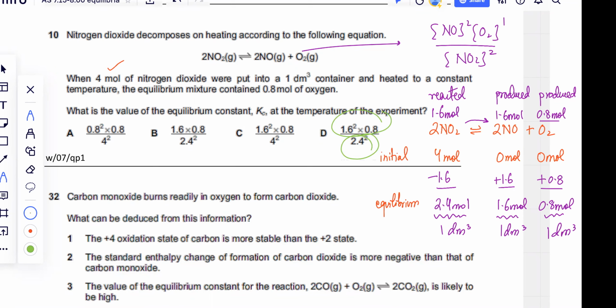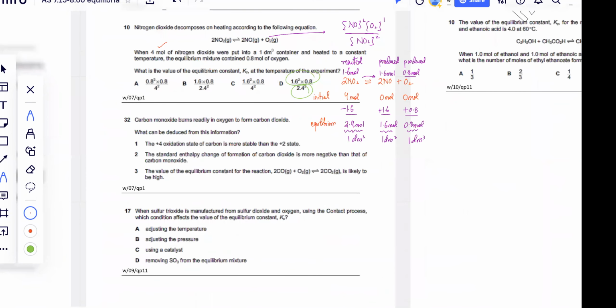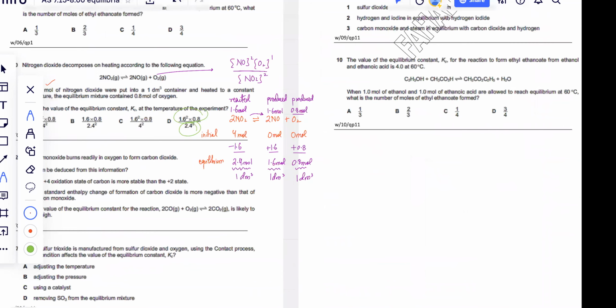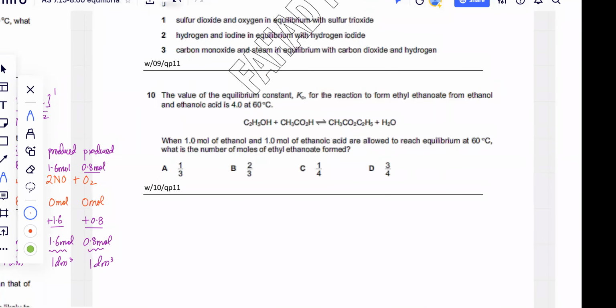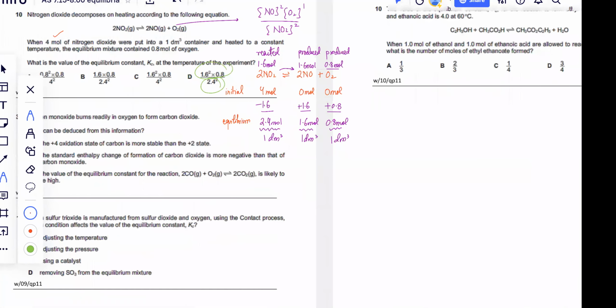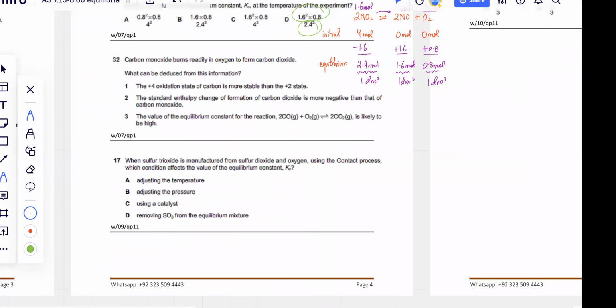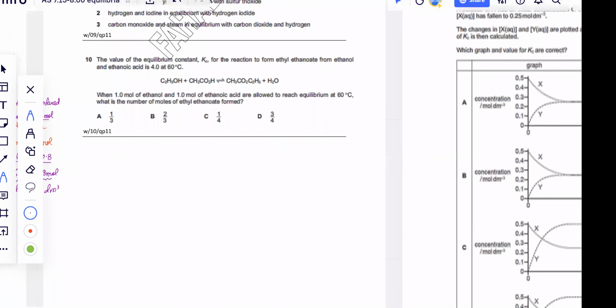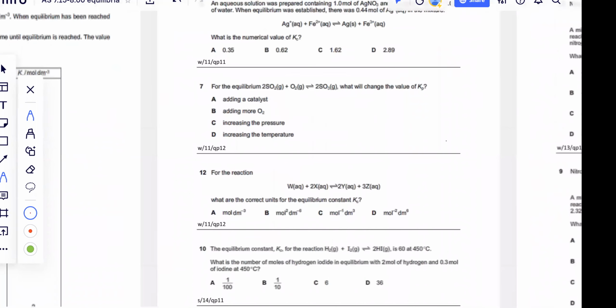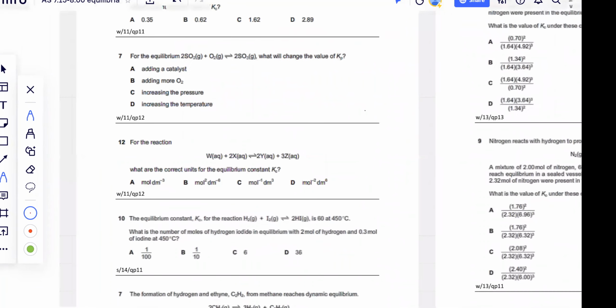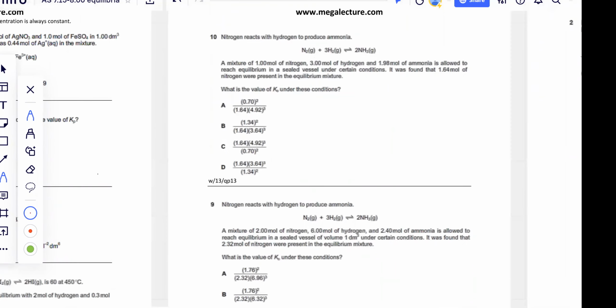Yes. So let's try and do a similar question. Just 1 second. So I think we did this one. Let's try and do this one.